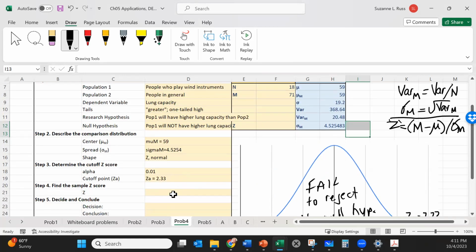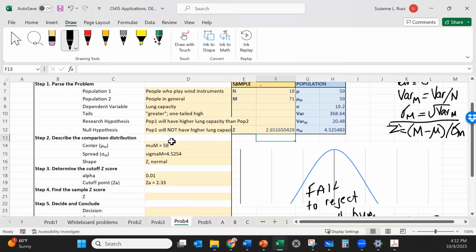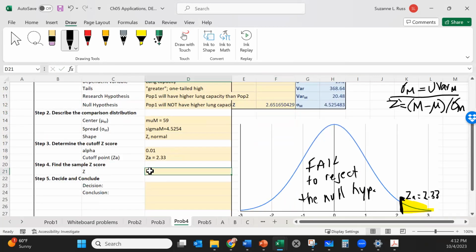I'll do it up here, I guess, and transcribe it. So let's do the equal sign. Then we have to click in the cell with the mean, which is right here, minus the population mean, which is right here, closing parenthesis, divided by the standard deviation for the distribution of means. Don't accidentally click in the standard deviation. We have to use the standard deviation for the distribution of means. And we get a z-score of 2.65.